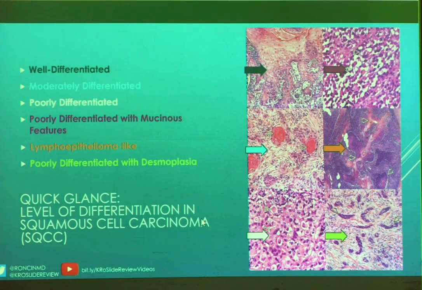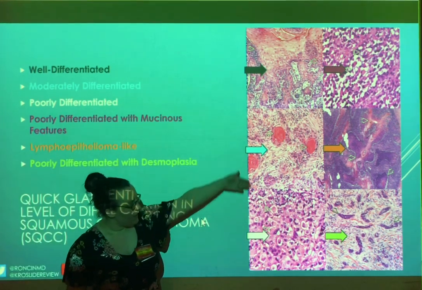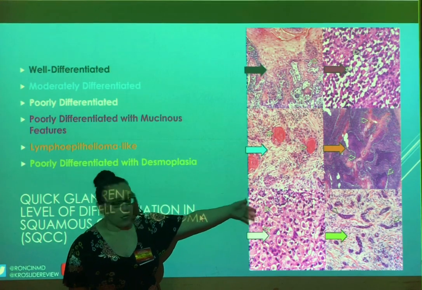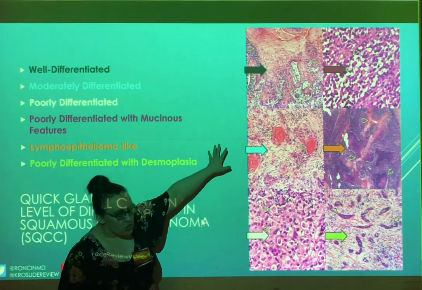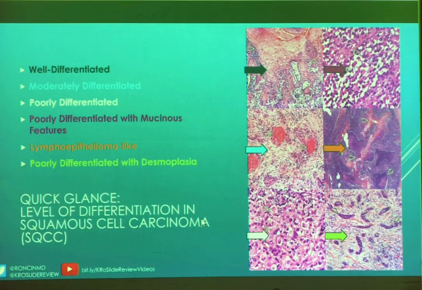Hey, look, there's another one. And this time we have all the colors that go with all the arrows. So just something else for you guys to look at. Quick little pictures of whether things are well, moderately, or poorly differentiated. So you can kind of see, looks like squamous, still squamous, what the heck? Okay, and that's pretty much how your well to poorly differentiated goes in any type of lesion. If it's easily recognizable as something, those tend to be well differentiated.